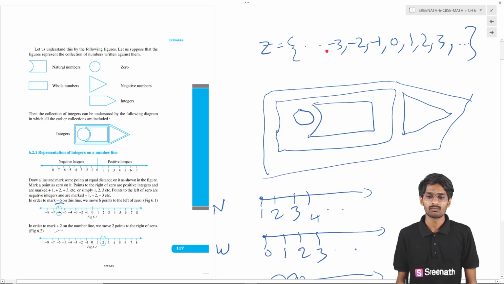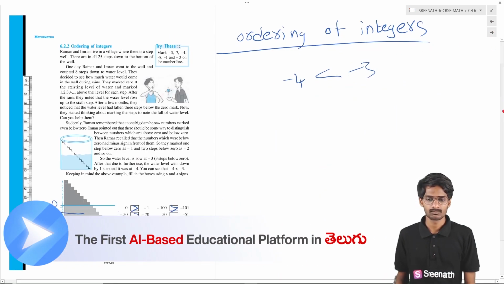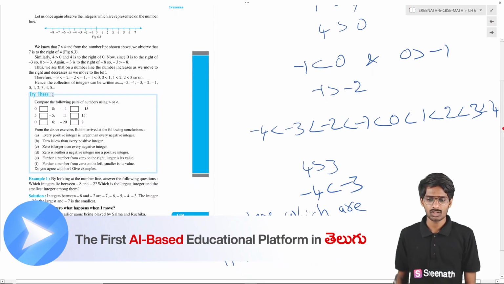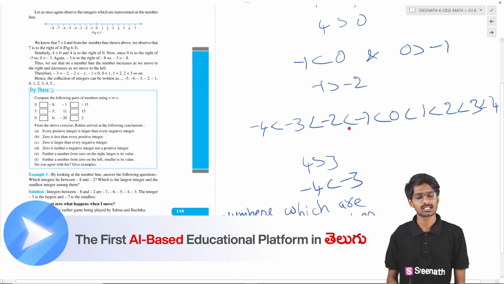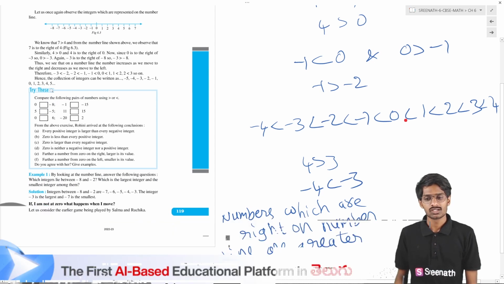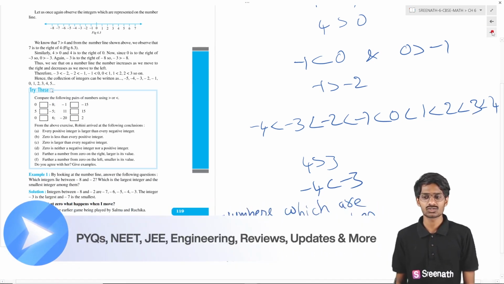All these numbers are less than, and all these numbers are greater than, students. Okay, that is about the ordering. Minus 4 is less than minus 3, minus 3 is less than minus 2, minus 2 is less than minus 1, minus 1 is less than 0, 0 is less than 1, 1 is less than 2, 2 is less than 3, 3 is less than 4, like that, students.